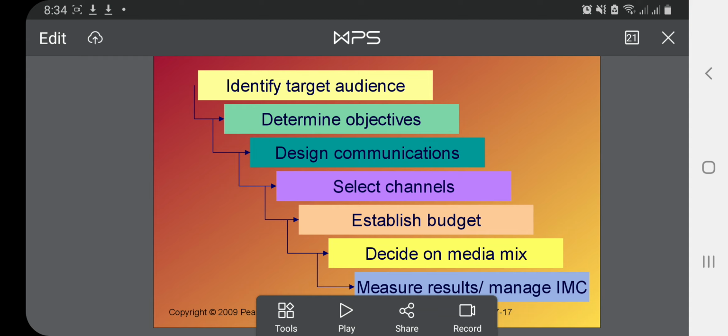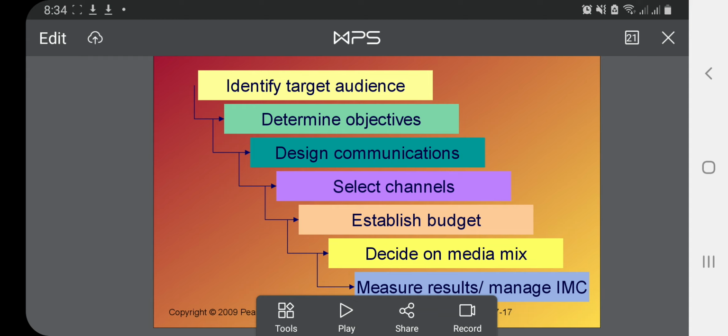Okay, and if you're going to use adverts and other forms of communication, what would be the combination? Then you need to select the channel or media that you're going to use, as well as establish your budget.